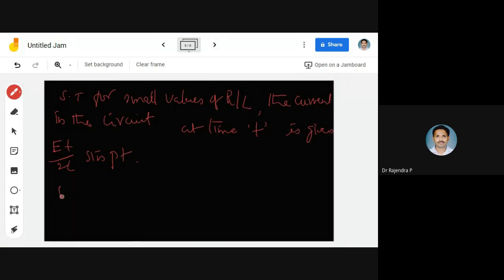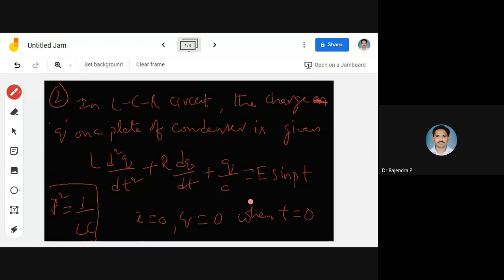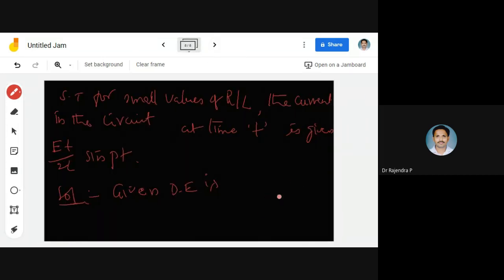While solving, first we will write the given differential equation in symbolic representation form. If you see the previous problem, what we have: L d square q, R dq, q by c. I will try to remember that. That is the equation: L d square plus R times d plus some q by c. Everywhere this q is there, into q, so I can write 1 by c.